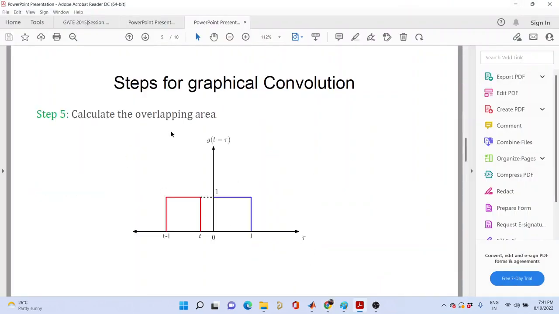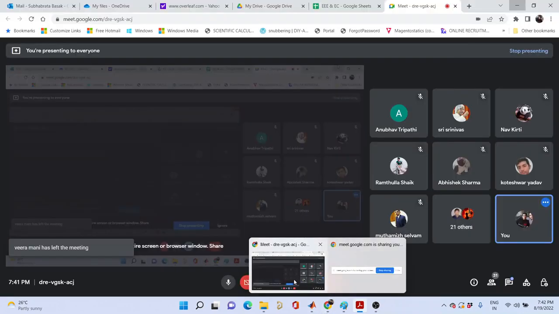Now what we need to do is find the overlapping area between these two signals as we sweep. I would request everyone to imagine these two blocks as railway bogies. This blue block is stationary, and we are sweeping this red block, that is, we are sweeping t from minus infinity, somewhere over here, to plus infinity, somewhere over here. So when would we find non-zero overlapping area?